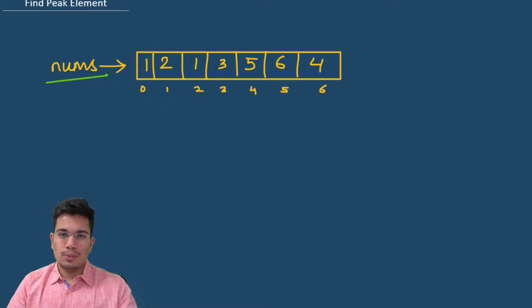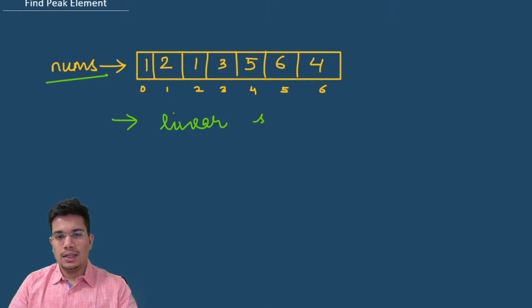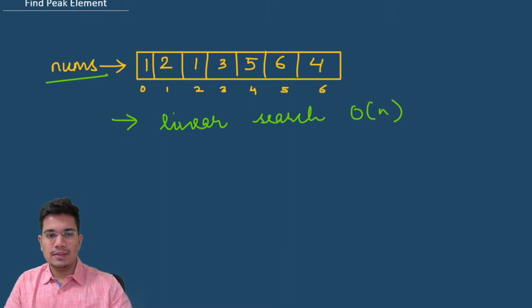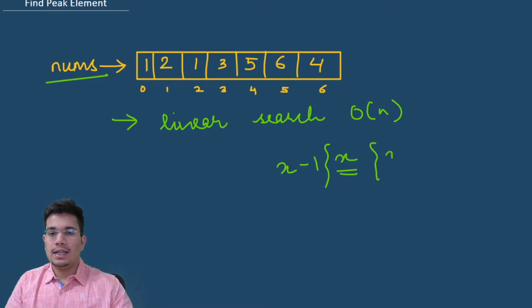So let's talk about the brute force approach first. What we can do is simply iterate over all the elements starting from the first one, sort of like a linear search kind of a thing. And linear search, as you know, takes big O of n time. So what we do is for every element, we simply check if it is larger than both its adjacent elements. For example, for element at an index x, we need to check if this is larger than the element at index x minus 1 and at x plus 1.